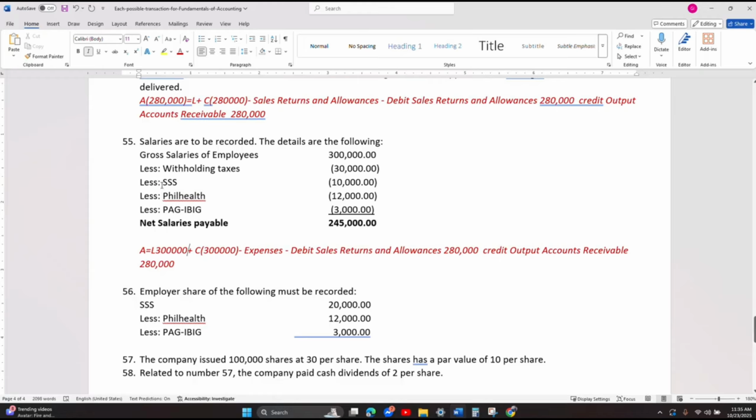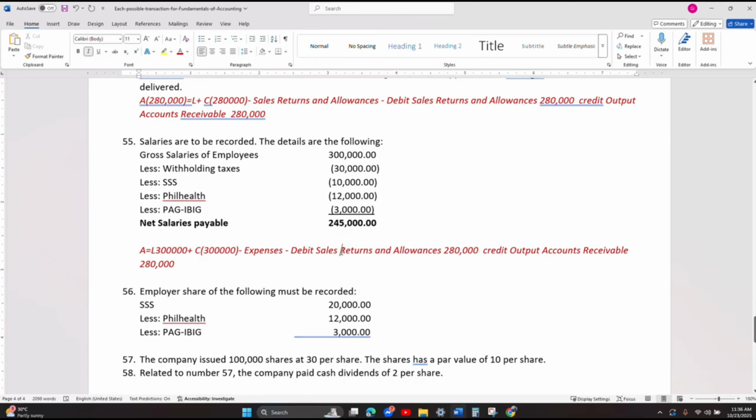For example, since you have deducted withholding taxes of 30,000 from the gross salaries of your employees, you will have withholding tax payable. And if you withhold 10,000 for SSS, we have SSS payable, PhilHealth payable, and Pag-ibig payable. That is on the L. Okay? You get me? So this 300,000 is subdivided into these different payables. So that's it for the A is equal to L plus C.